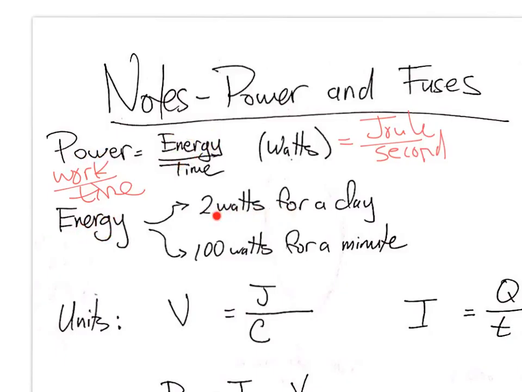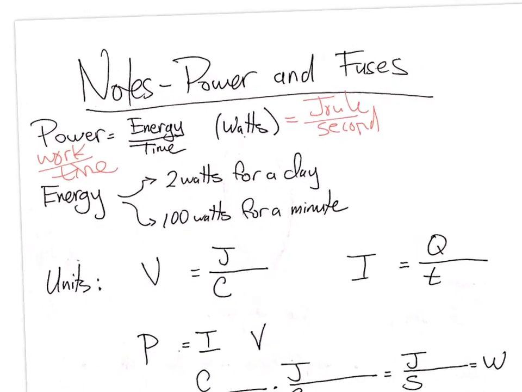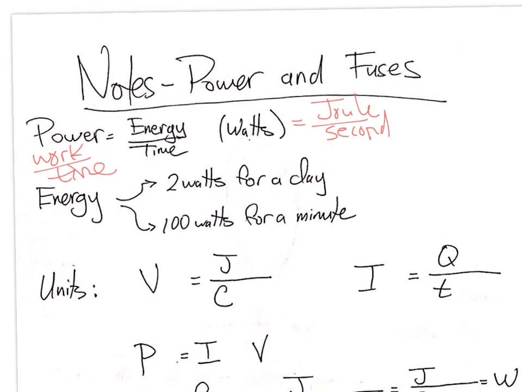So let's take a look, we have two ratings here. We have 2 watts used for a day or 100 watts used for a minute. Because what actually is useful to us, or what we pay for in our electric bill, is the energy. So 2 watts for a day, how many joules would that be?